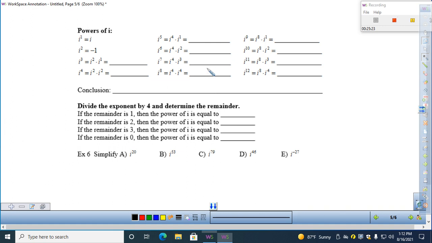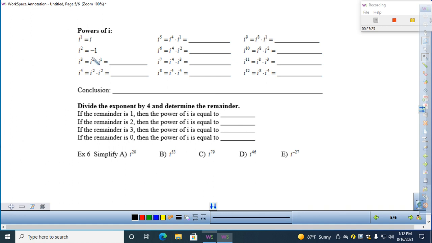A couple things we already know. Obviously, i to the first is just i. It goes without saying. I already defined i squared as -1. What about i to the third? Well, using exponential properties, I know that i squared times i to the first, because 2 plus 1 is 3, is equivalent to i to the third.